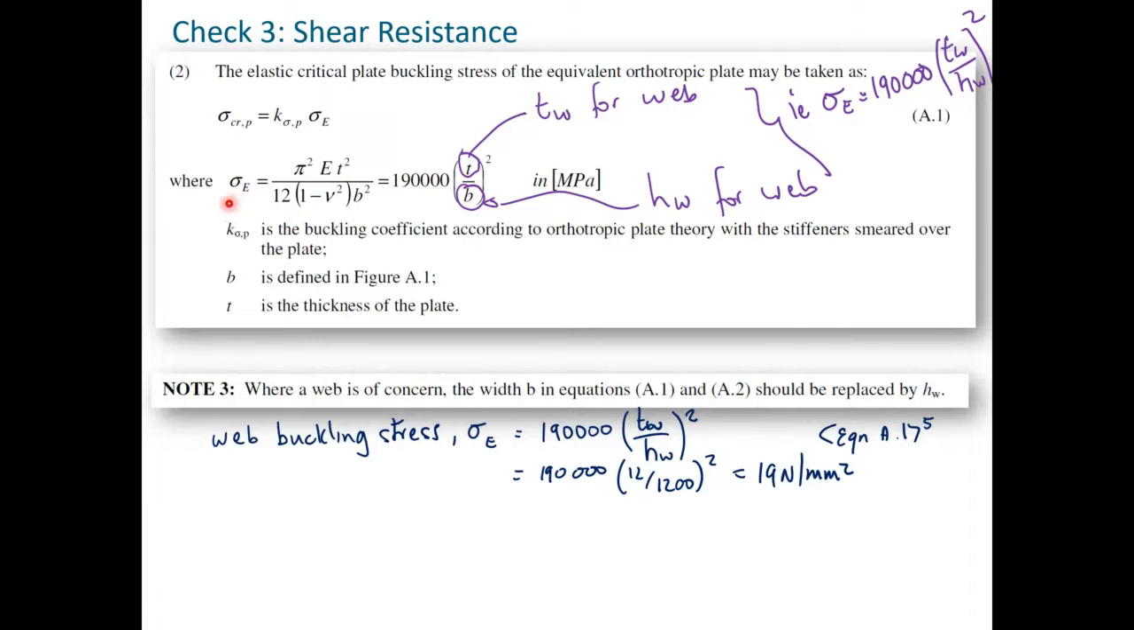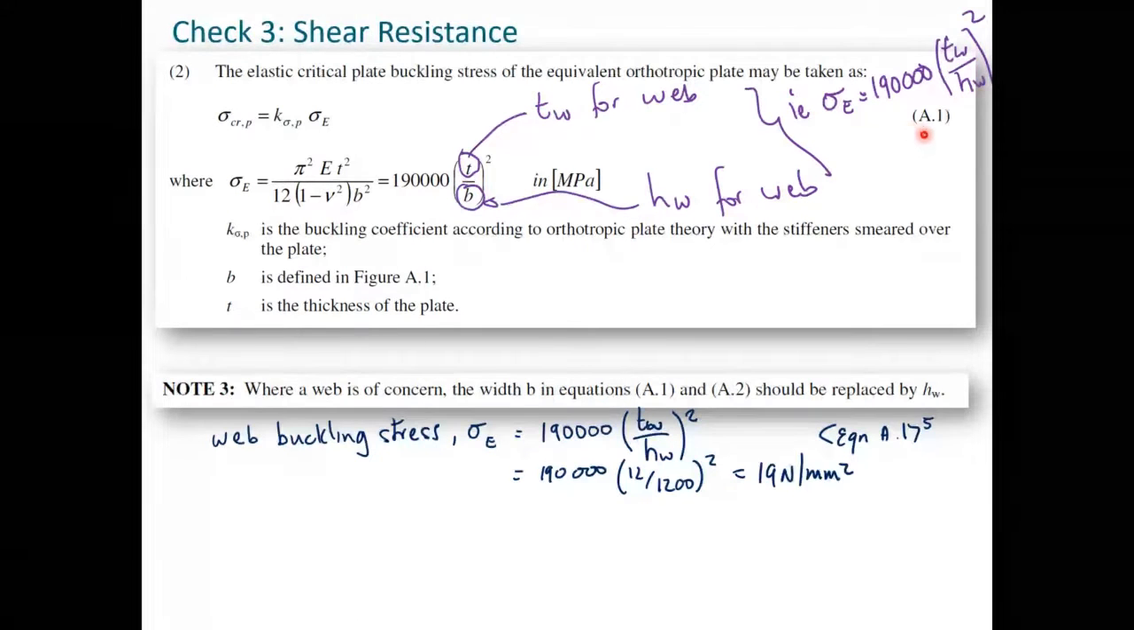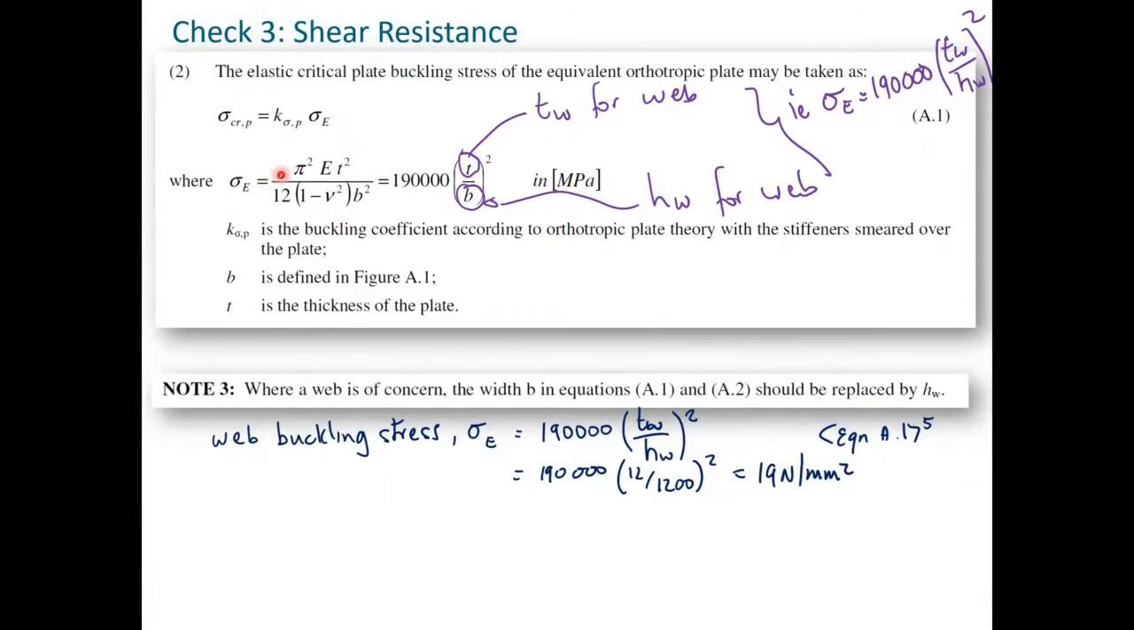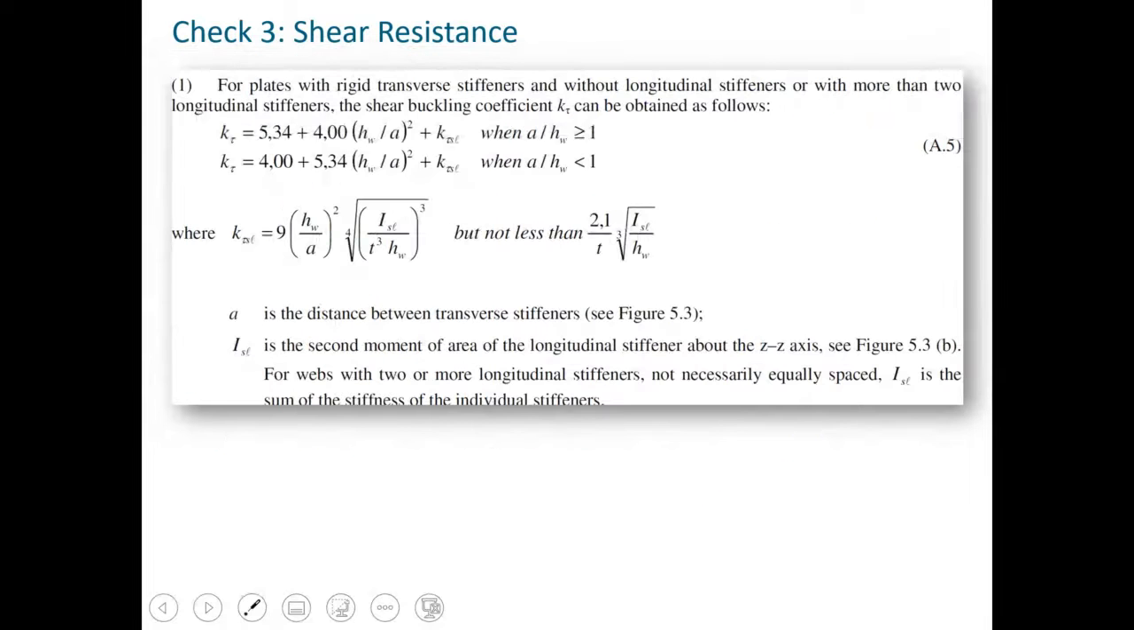Okay, so that's what we go to. So we go to Annex A and then equation A1. We can see here that the elastic critical plate stress here is sigma E, which is basically 190,000 times tW divided by hW squared. So we put that in, tW hW, 12 divided by 1200 squared, and that will give us 19 newtons per millimeter squared. So that's the web buckling stress. So that's tau E. So then we have to work out what the k tau is.